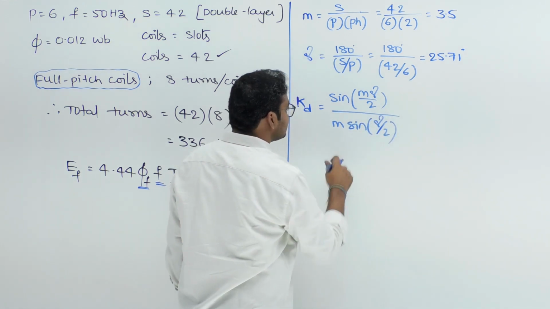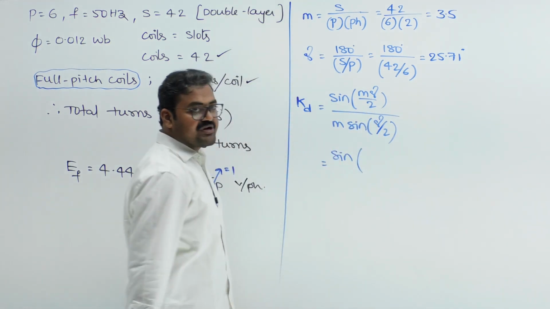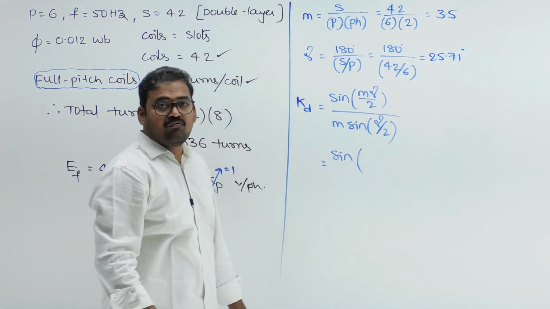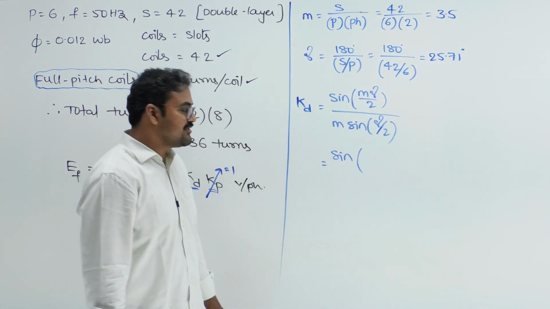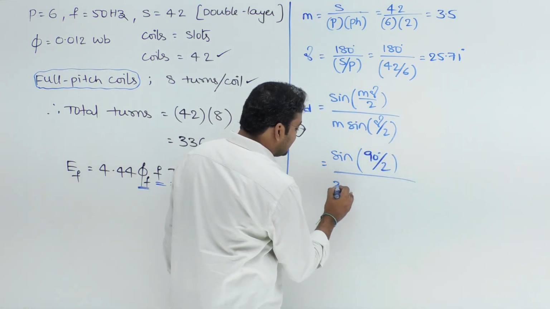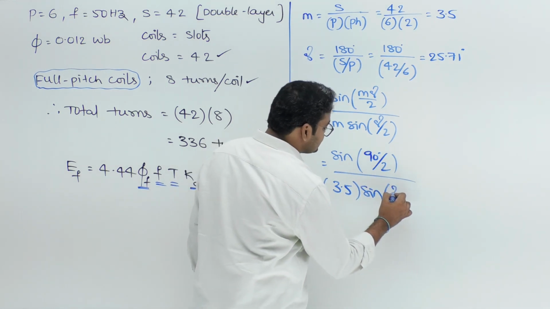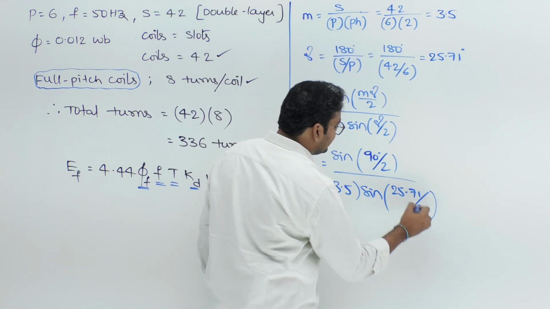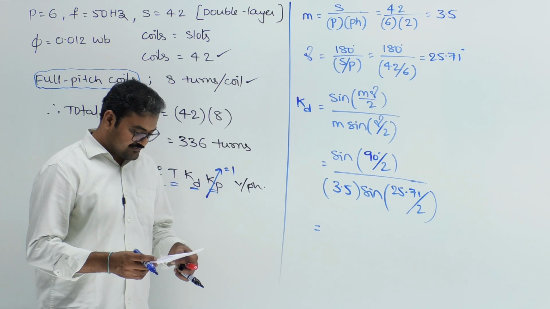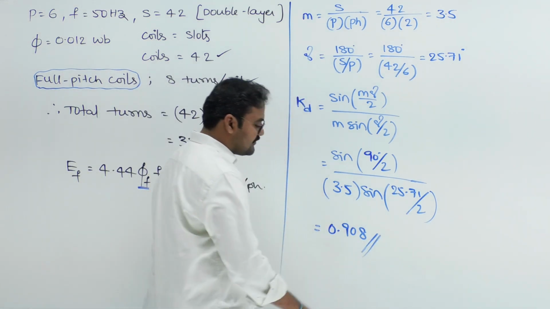Substitute the values. Can I write M gamma directly as phase spread? Or you just substitute the values, you will get the same answer. What is the phase spread for a two-phase machine? 90 degrees by 2 divided by M 3.5 into sine gamma by 2, that is 25.71 divided by 2. You will get the value of the distribution factor for a two-phase machine, and it will be equal to 0.908.